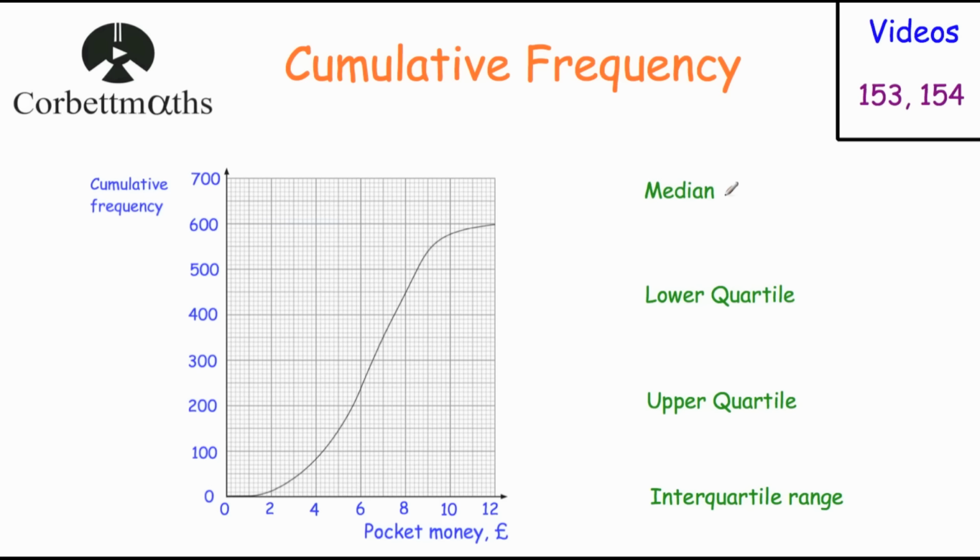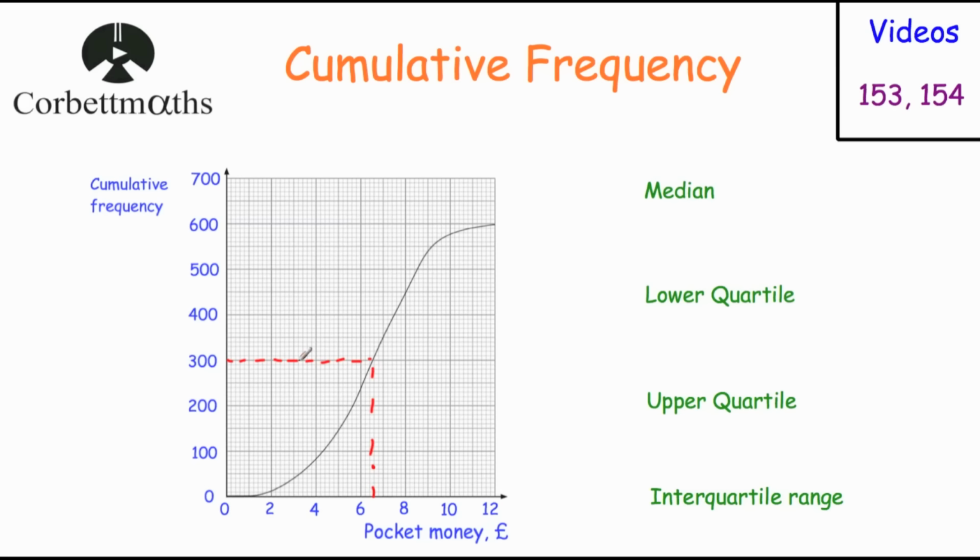Okay, let's start off by finding the median. So the median is the middle value. Now this is grouped frequency, so we can just divide the frequency by 2 to find the position of the median. So for 600, we're going to divide it by 2, so that's the 300th value. So we go to 300 on the cumulative frequency axis, and we'll go from 300 across to the curve, and it looks something like this, and then down.